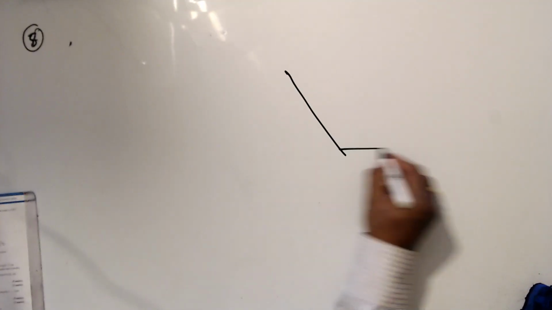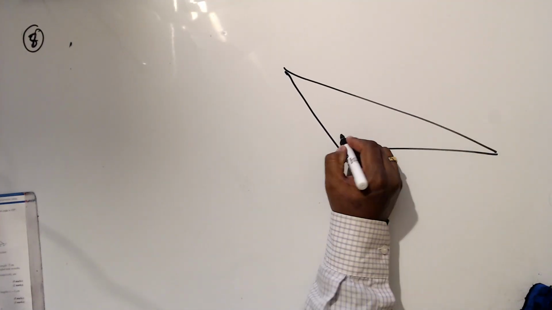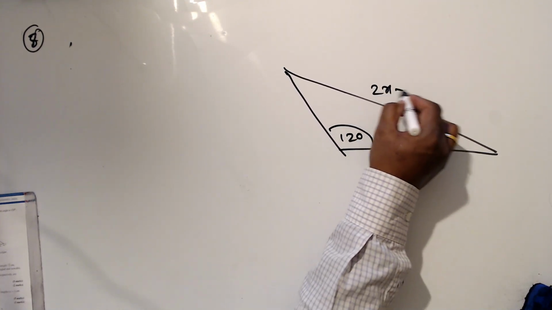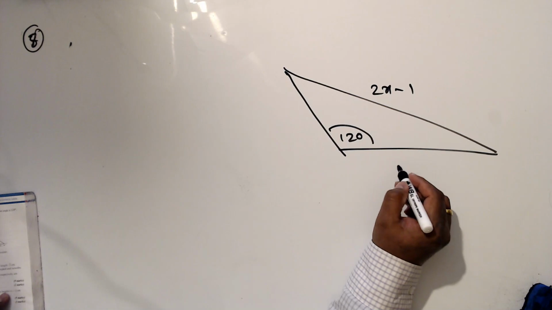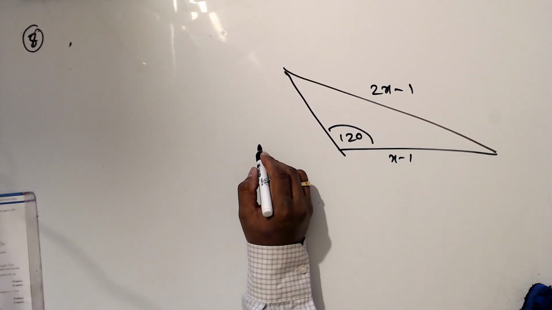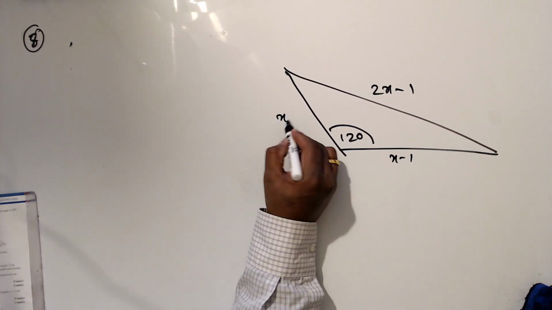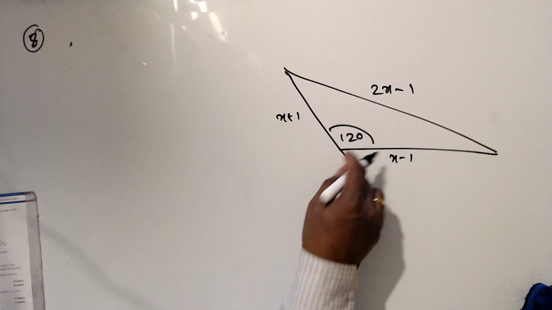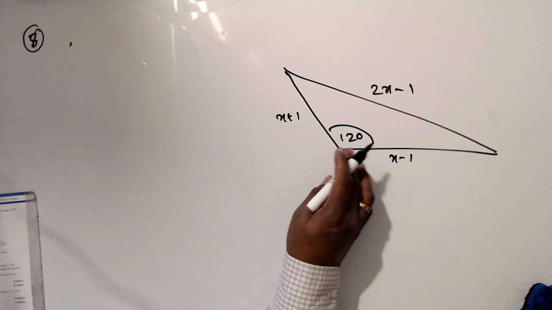Question number 8. Longer side 2x minus 1. The other two sides are x minus 1 and x plus 1. The largest angle is 120, so the longest length in front of that is 2x minus 1. The other one is x minus 1, and another one is x plus 1. So we can use the cos formula and find x.